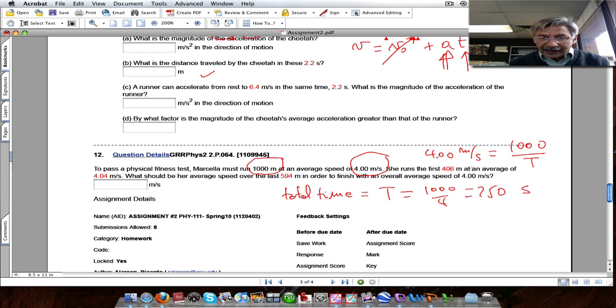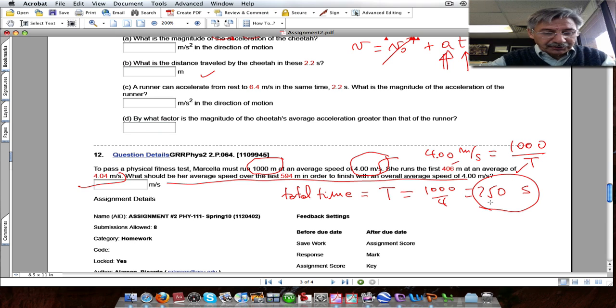Now you know the time that it took in this first part, because they give you the average speed and the distance, so you know that time. And what is going to be the average speed here, you calculate it because you know the time that it needs to take here in order for the total time to be 250.